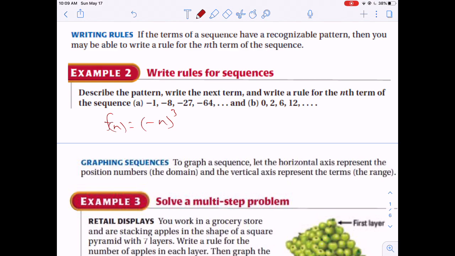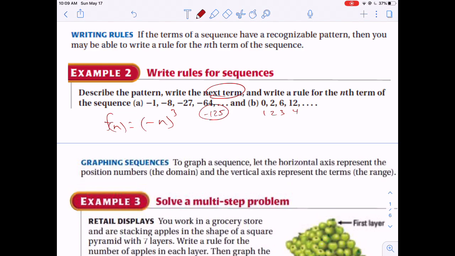On the next one, let's see. So this is 1, this is 2, this is 3, this is 4. Oh, by the way, they want the next number. I see this, write the next term. Well, it's going to be 5 cubed, which is 125. So it's going to be -125 in my case here, for that one. Forgot that. All right, so look at this next one here.